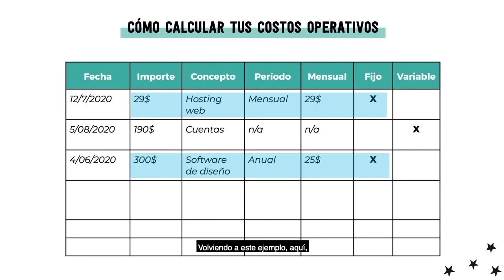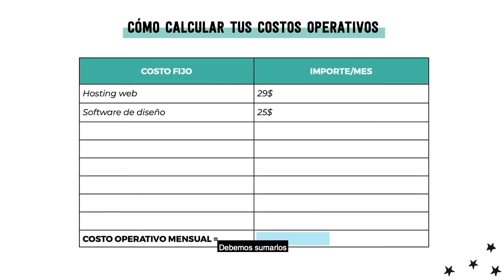So going back to this example here, we only want to be looking at the expenses that are fixed, your fixed costs. So in this case, it was the web hosting and the design software. So we want to add them up to this new table that only includes the fixed costs that we have every month or every year. And we want to sum it up to know on average what our fixed monthly expenses are.